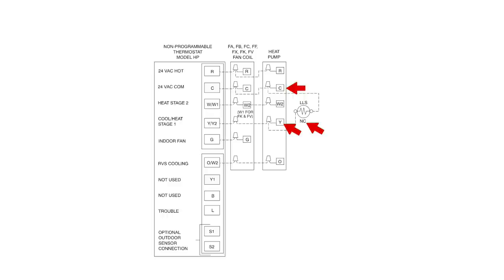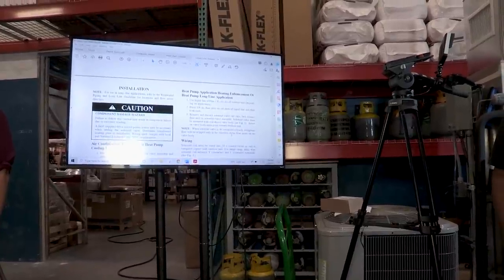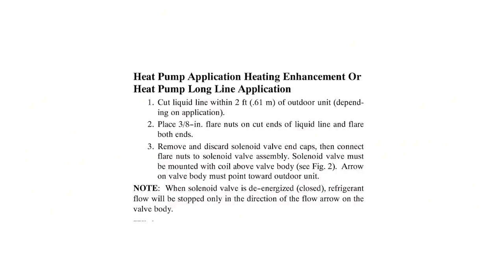That's pretty much it. The only other thing is the direction that you point the valve. So let's look at this real quick. Heat pump application, heating enhancement, or heat pump long line application. Let's read what it says. Cut the liquid line within 2 feet of the outdoor unit, depending on application. Place 3/8-inch flare nuts on cut ends of liquid line and flare both ends. Remove and discard solenoid end caps, then connect flare nuts to the solenoid valve assembly. Here's the part that we're getting at. Solenoid valve must be mounted with the coil above the valve body. Arrow on the valve must point towards the outdoor unit.